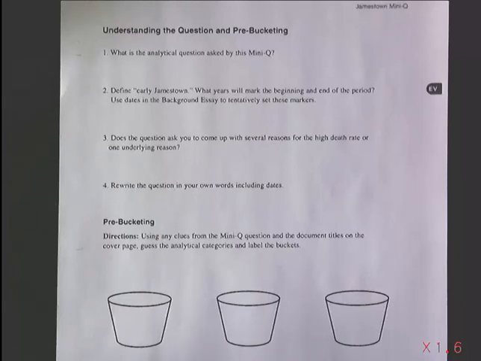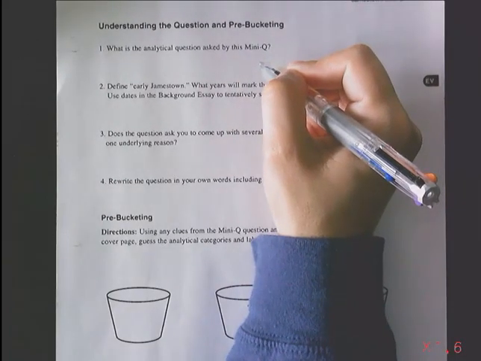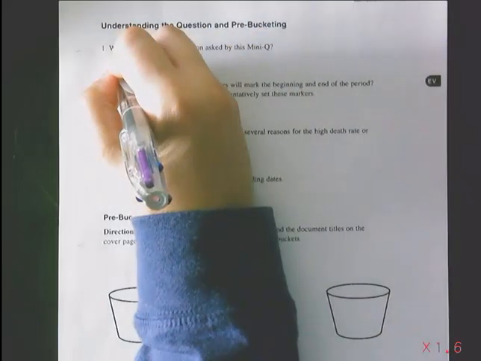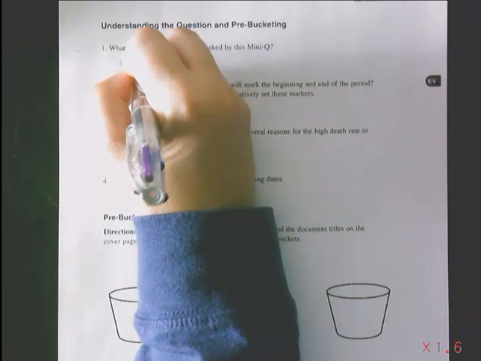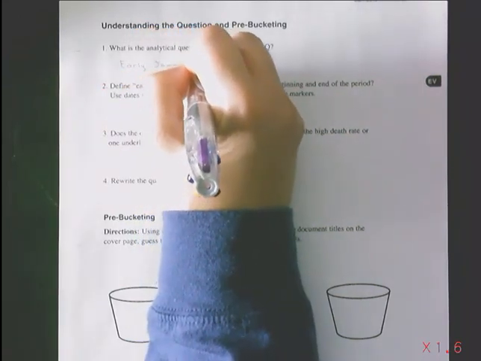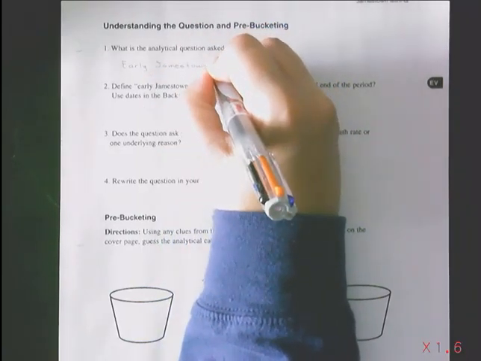All right, the third part today is understanding the question and pre-bucketing. We're going to do this one together since it's the first DBQ we've done this year. So our first question on here is, what is the analytical question asked by this mini-Q? That's the actual question that they are asking us, which is: Early Jamestown. Why did so many colonists die?